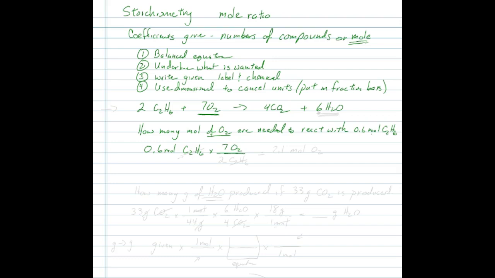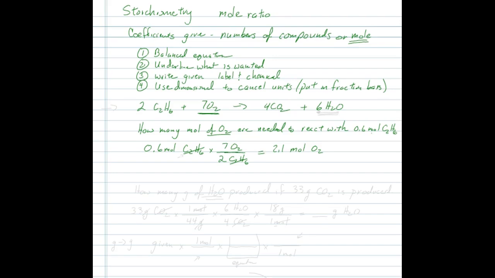On the bottom, we got to get rid of the C2H6. And what coefficient goes to that? The 2 does. What cancels is the compound on the mole-mole problems. So you multiply 0.6 times 7 and divide that by 2, and you get 2.1 moles of O2. So when you cancel, you're canceling and getting rid of the compound. That's how you do a one-step mole-mole problem.